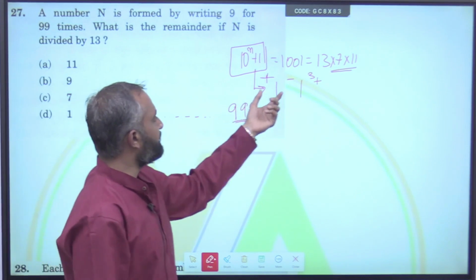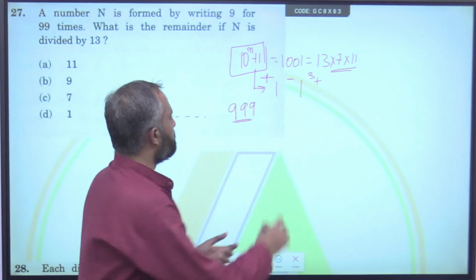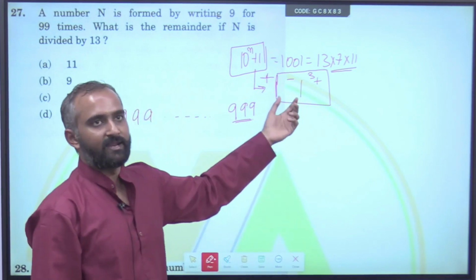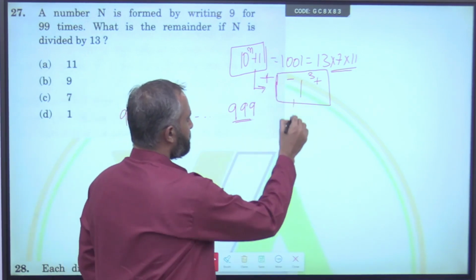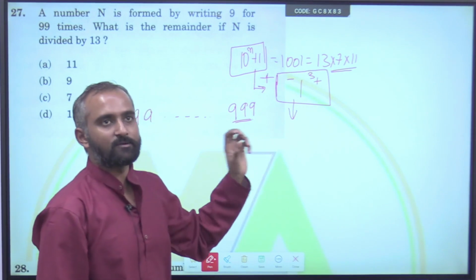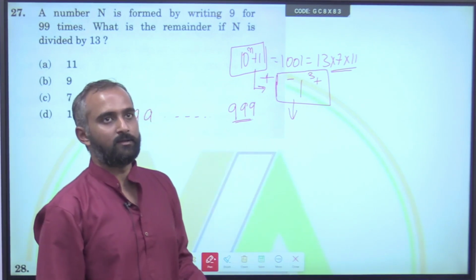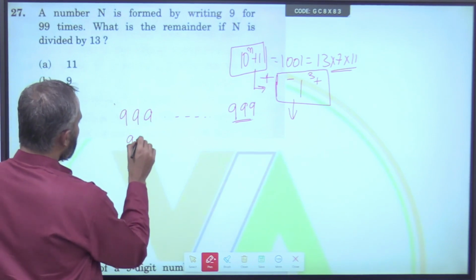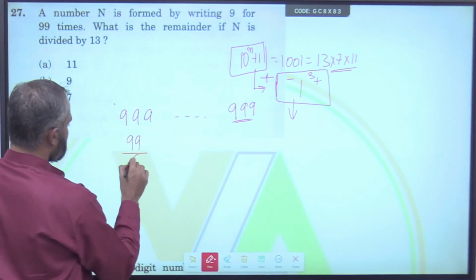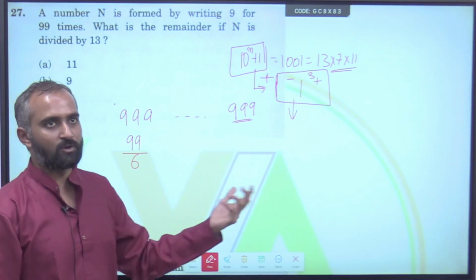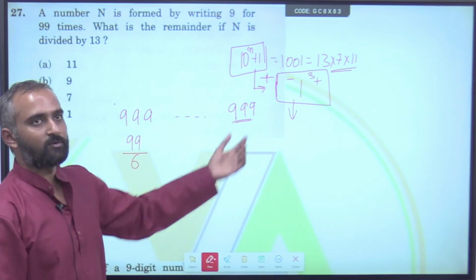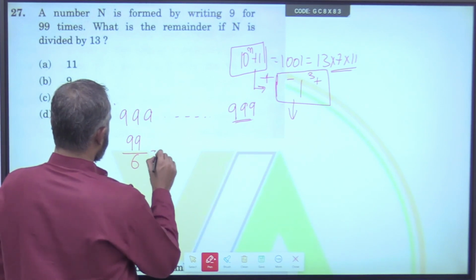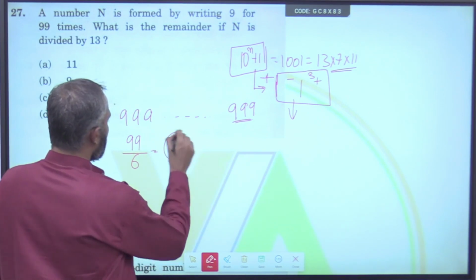Since we are dealing with threes, a block of 6 easily gets nullified. What does this mean? Nullified means it contributes a 0 to the remainder. Now, what do we do? Divide all these 9s into blocks of 6, because each block contributes 0, and then see how many are left out. You will get a remainder of 3.